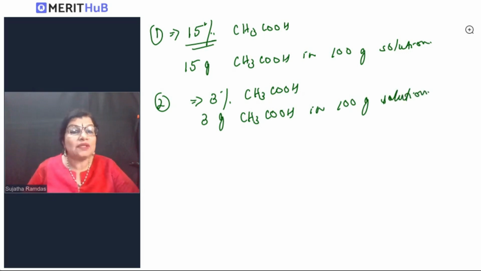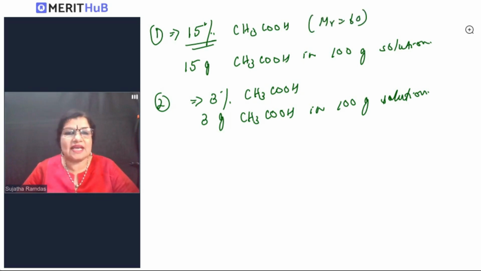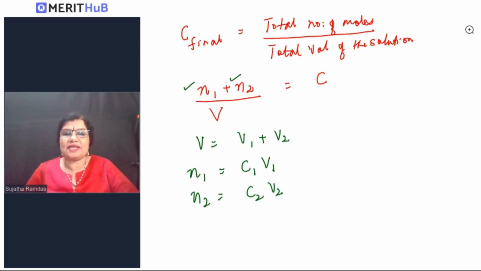So one way to tackle this question would be to find the number of moles of acetic acid in each of these solutions. You have the mass, and you know the molar mass. So 15 by 60 would be the number of moles of acetic acid in solution 1, and 3 by 60, the molar mass of acetic acid being 60, would be the number of moles in solution 2. But that would have made the numerical involve too many numbers. So we are doing it in a very simple manner. Let's go back to the second board here.